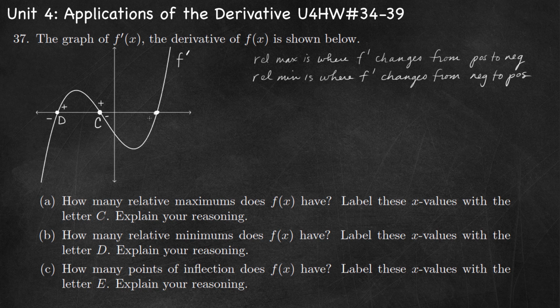The graph is changing from negative to positive. The graph of f prime is changing from negative to positive. So that will be a min on the graph of f. How many points of inflection does f have? Label these with the letter E.